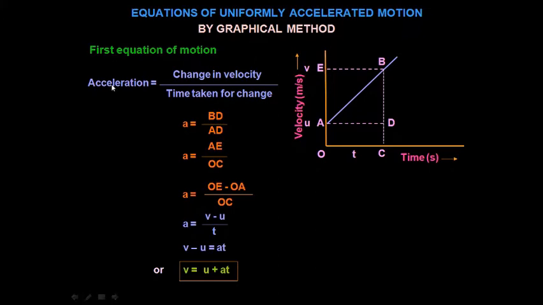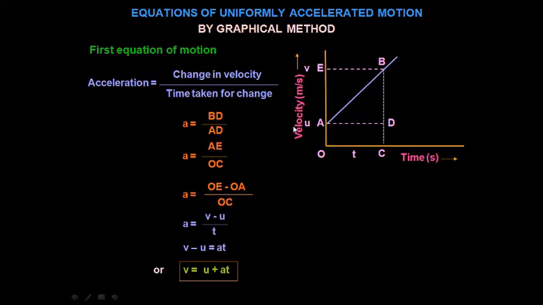For this we will start by calculating acceleration. Acceleration is the rate of change of velocity, that is change of velocity divided by time taken for change. And we have already studied that if you want to calculate acceleration by graphical method, then you have to see the slope of the graph. Here the slope of the graph is given by BD divided by AD.